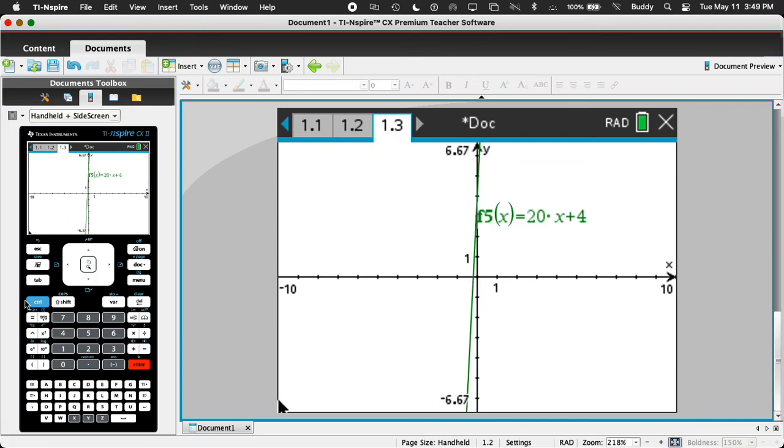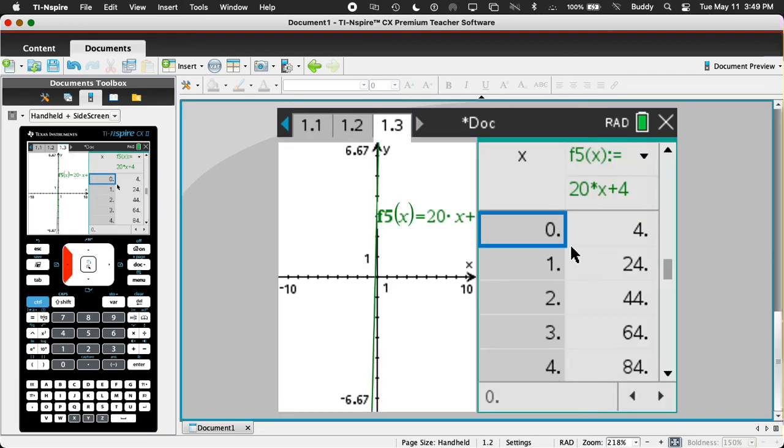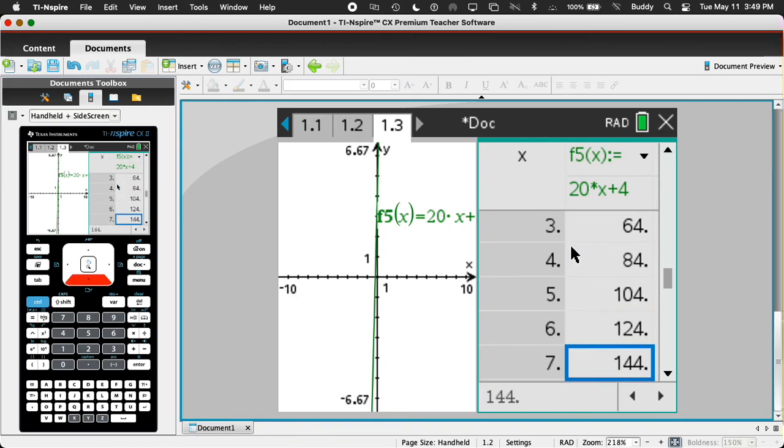And I can take a look at the table. So here for 0, it's 4. 1 is 24. 2 is 44. 3 is 64. 4 is 84. 5 is 104. 6 is 124. So I have my range.